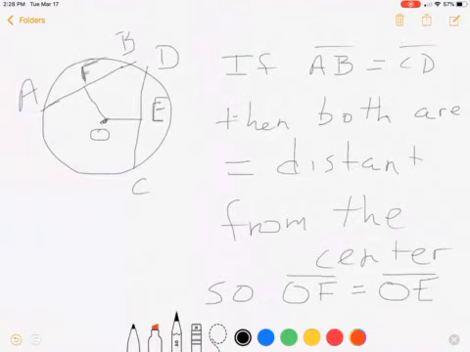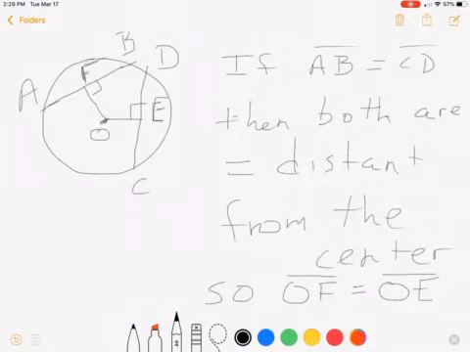Now remember that the shortest distance is always at the perpendicular. So we're going to form a right angle at OFB and OED. All right? So the conclusion is then OF is equal to OE. Now that's a very powerful statement, because then you can set up right triangles.